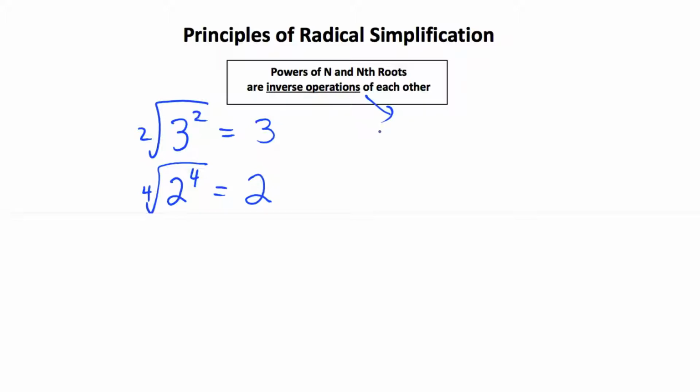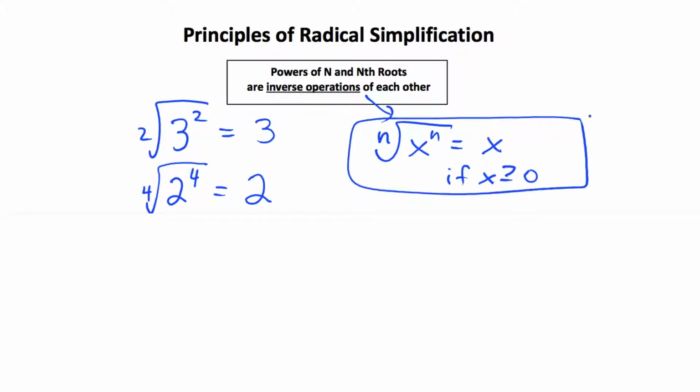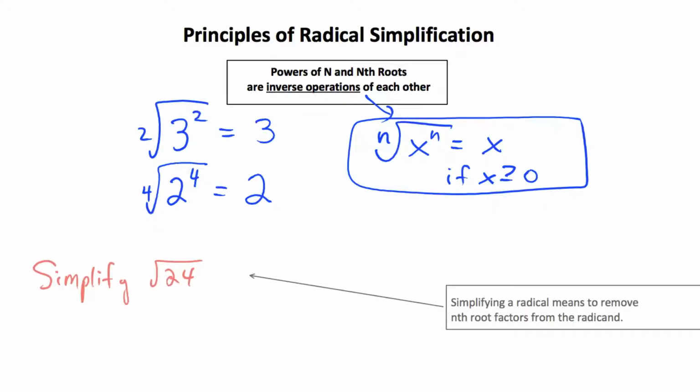So stated symbolically, this principle says that the nth root of x to the n will bring you back x, and this is true as long as x is greater than or equal to 0. We'll talk about what happens when x is negative later. But this is a principle you've used in your previous work with radicals.